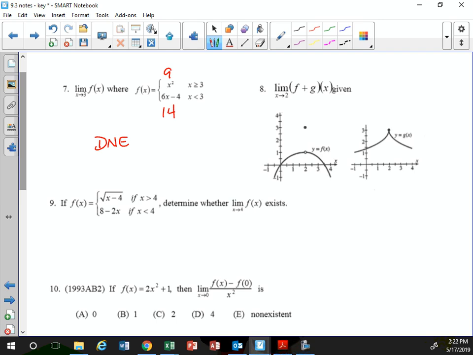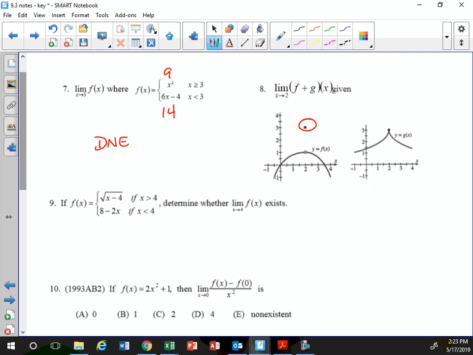Okay. Number 8. So this one, it's just asking you about f plus g, and all I give you is these 2 graphs. Eric, bring your phone up, put it in the holder.